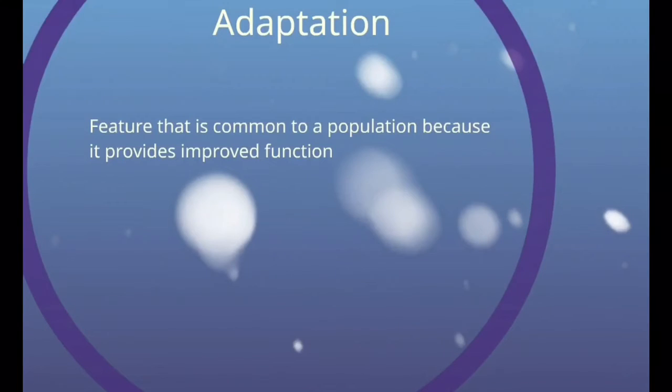Finally, adaptation is the last component that is going to be discussed. Adaptation is a feature that is common to a population because it provides improved function for the individual. This allows the individual to become better fitted to survive and reproduce in its environment.